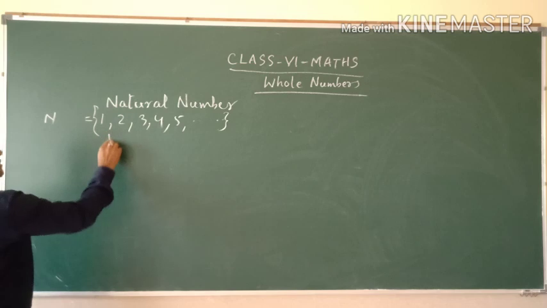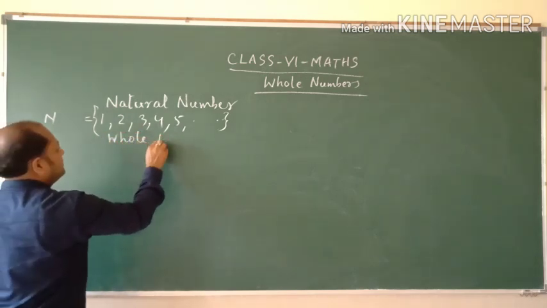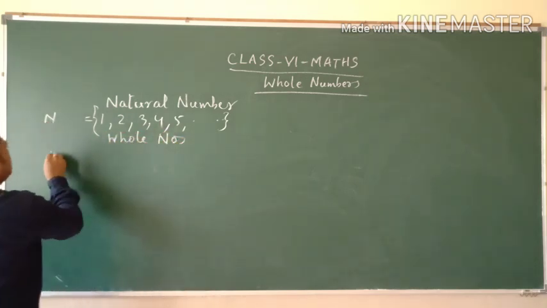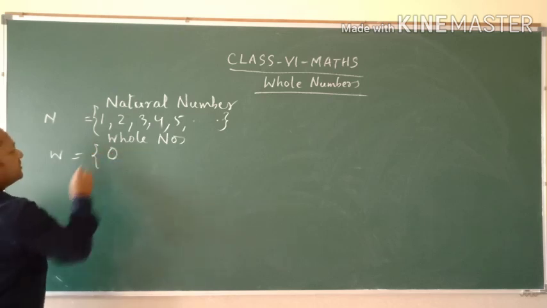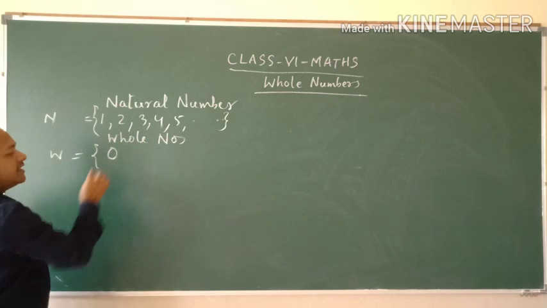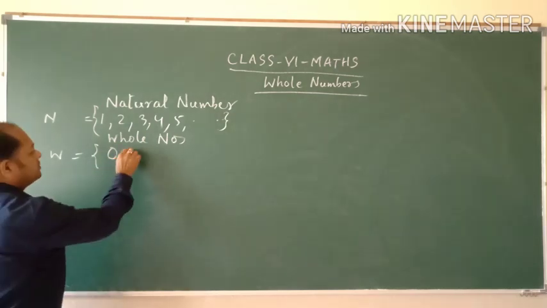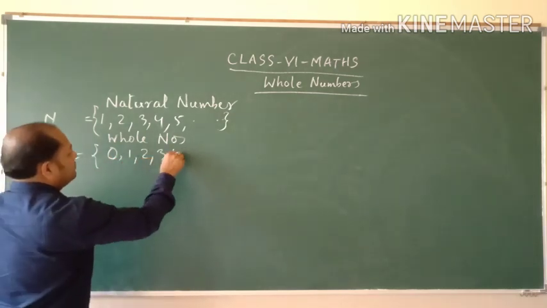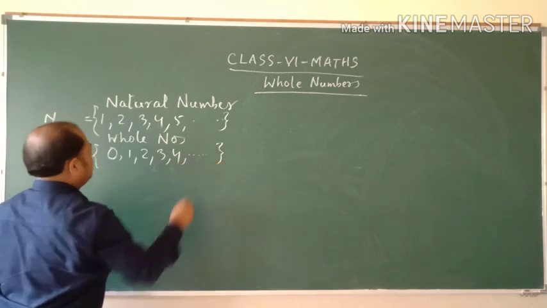And what is a whole number? Whole numbers are the set W. Adding 0 to the natural numbers, it becomes the whole numbers: 0, 1, 2, 3, 4, like this up to infinity.